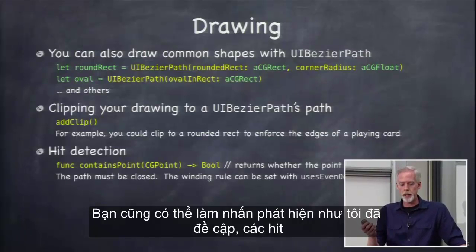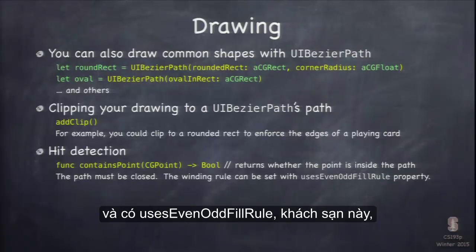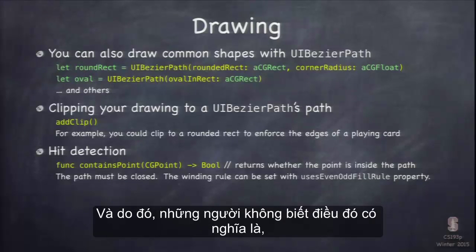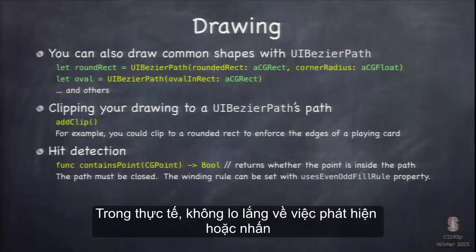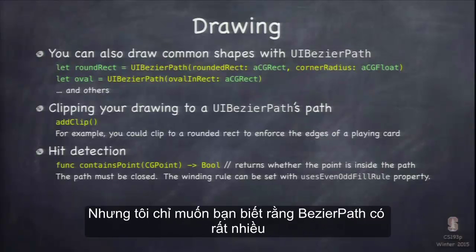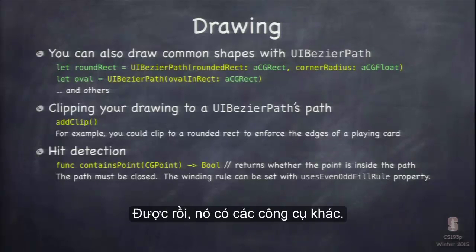You can also do hit detection, as I mentioned. The hit detection and the filling depends on the winding rules, and there's this usesEvenOddFillRule property, which is Boolean yes or no, to say which winding rule it uses. And so people who don't know what that means, don't worry about it. In fact, don't worry about hit detection and any of this stuff because you're not going to have to do this for your homework, but I just want you to know that Bezier path has a lot of other stuff besides just line to, fill, and stroke. Okay, it has other stuff.